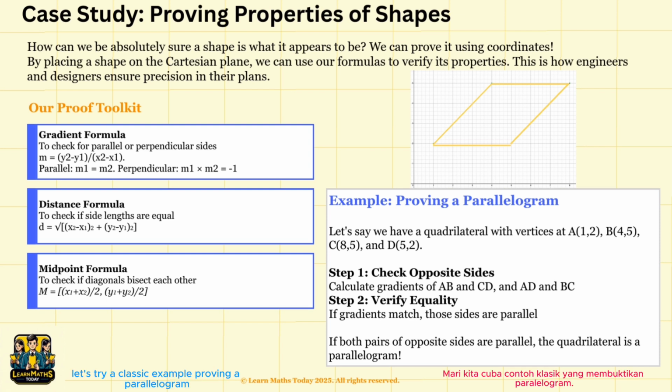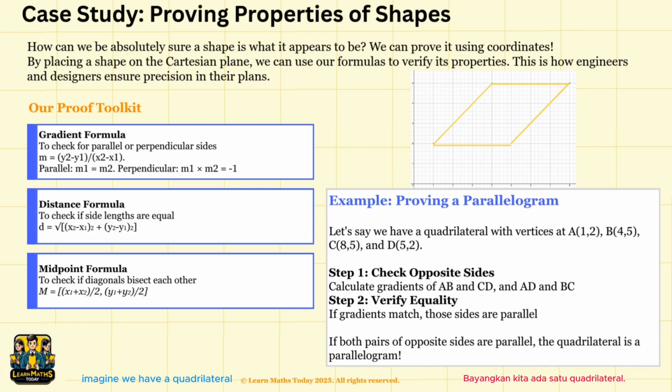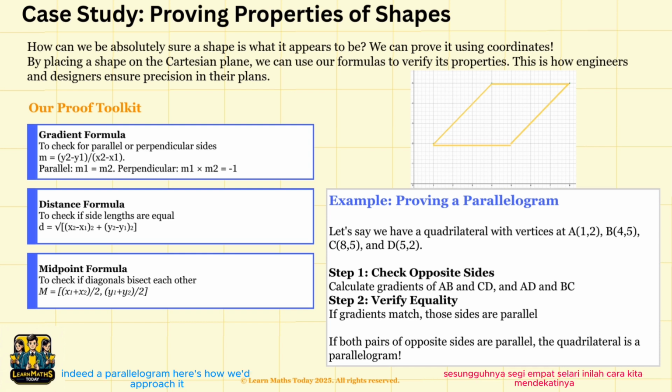Let's try a classic example: proving a parallelogram. Imagine we have a quadrilateral, which is just a fancy name for a four-sided shape, with its corners or vertices located at A(1,2), B(4,5), C(8,5), and D(5,2). How can we be absolutely certain that this shape is indeed a parallelogram? Here's how we'd approach it, primarily using gradients.